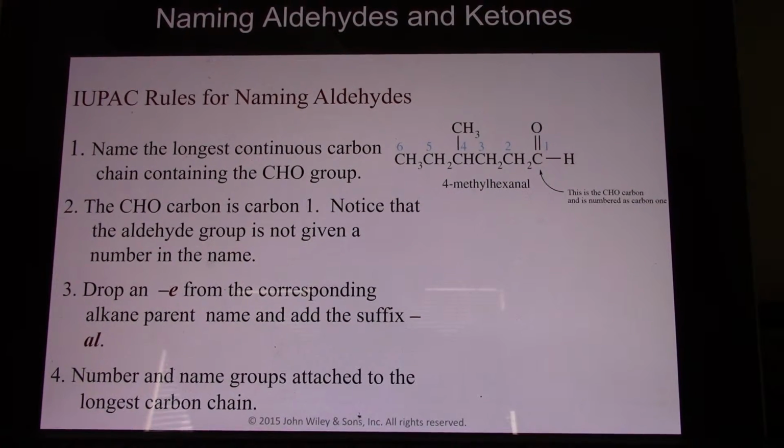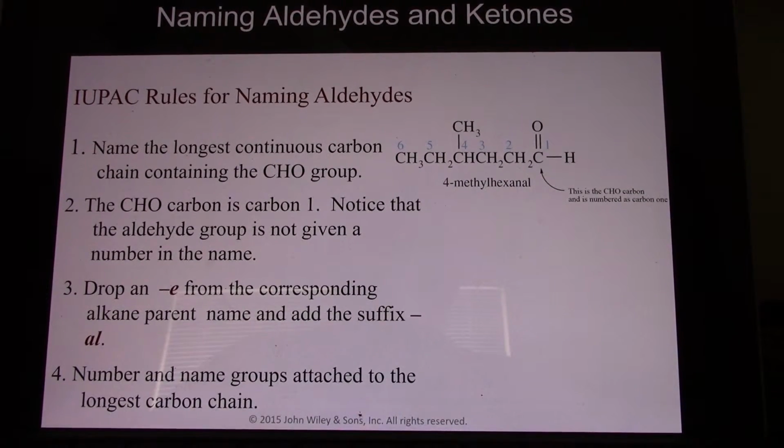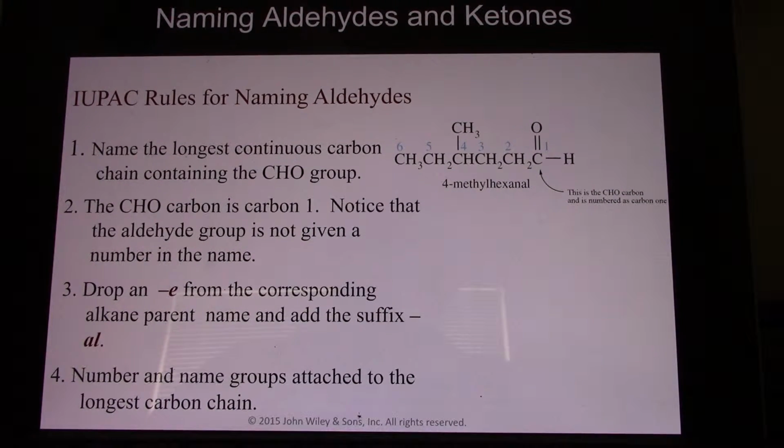The IUPAC rules for naming aldehydes. We first find the longest continuous chain of carbon that contains the aldehyde group. The aldehyde carbon is always carbon number 1. Then we drop an E from the corresponding alkane parent name and add Al. So hexane becomes hexanal. Ethane becomes ethanal. Propane becomes propanal. So you lose the E from the parent alkane and you get an Al at the end.